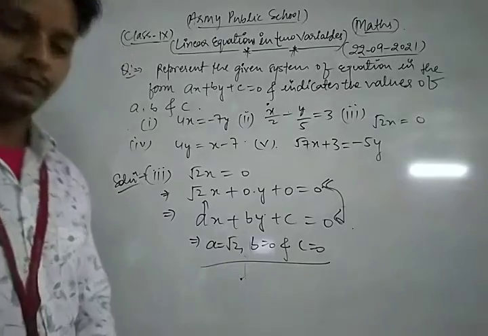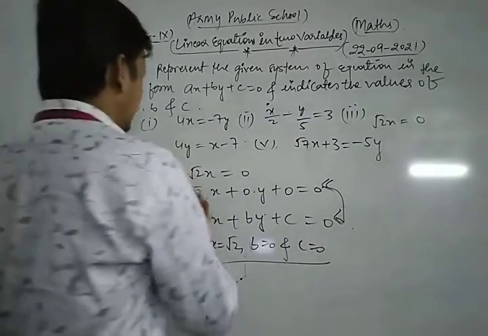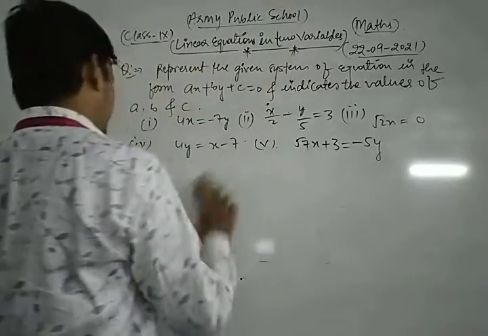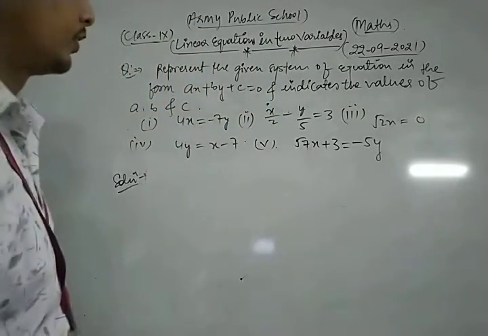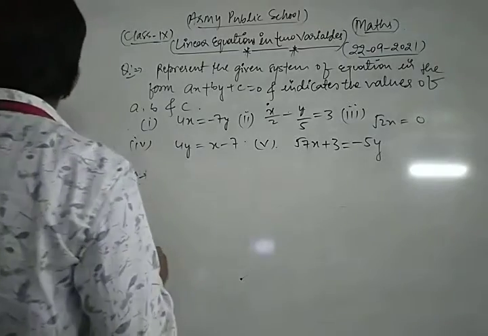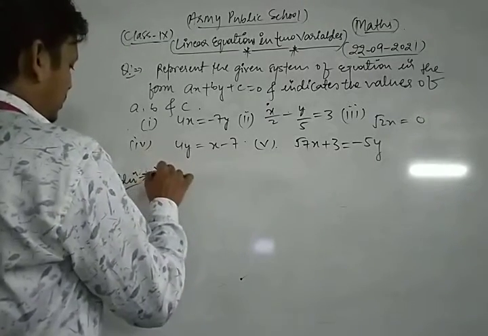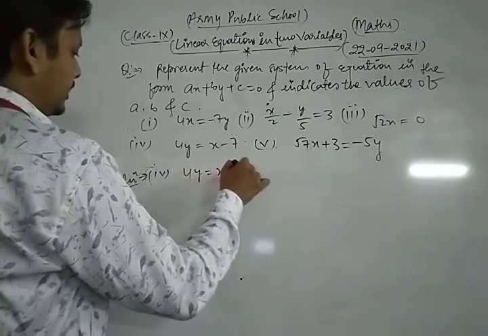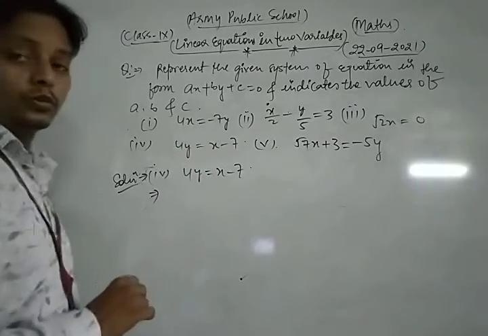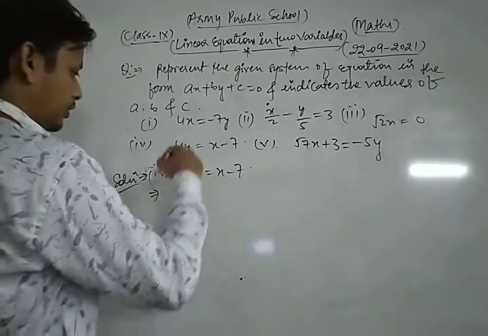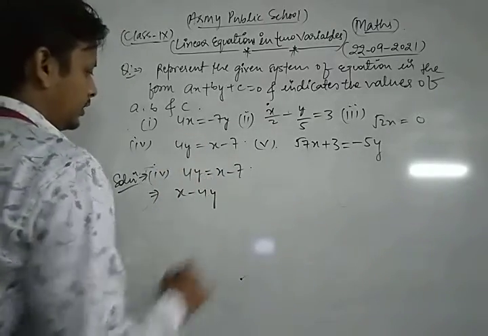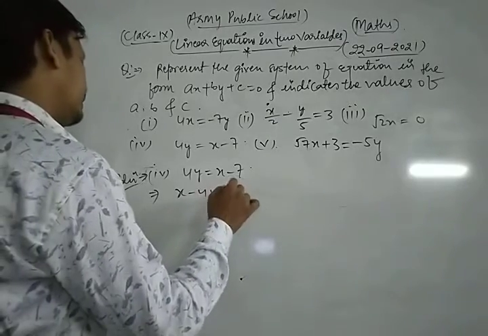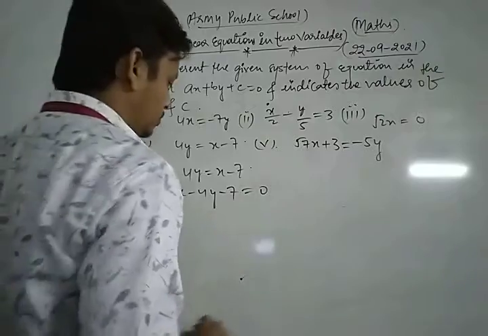Okay. Now we take and solve the next, fourth and fifth part of this question. The fourth part is 4y is equal to x minus 7. So we write x, and 4y transferred to that side is minus 4y, and minus 7 is written as it is, equal to 0.